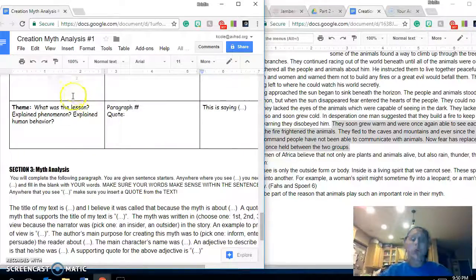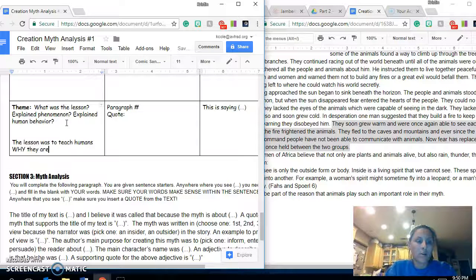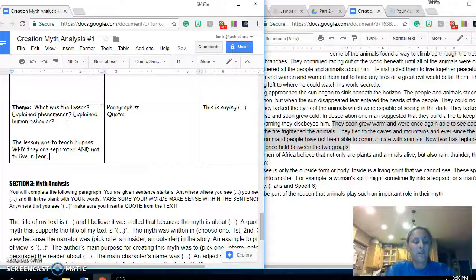Last one. What was the lesson? Explained human behavior. So I'm just going to say the lesson was to, and yes, I'm repeating what I put in the other box. So yes, I could copy and paste what I did, but I'm just going to type it out right now because I'm me. But you can copy and paste if you want. The lesson was to teach humans why they are separated and not to live in fear.